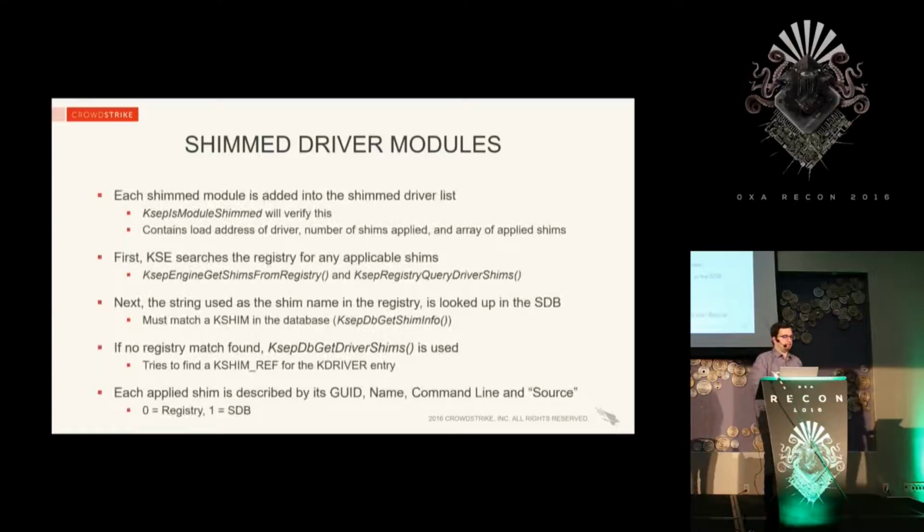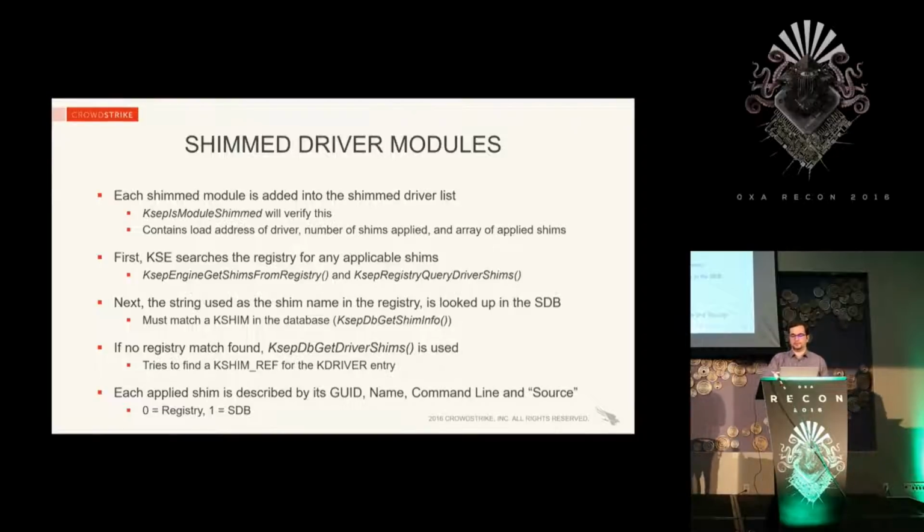At that point, whenever a module is now being shimmed, it gets added to the shimmed driver list, and there's a function called KsepIsModuleShimmed. And this is basically going to record the load address of every driver that's been shimmed, the number of shims that have been applied to this driver, and an array of all the shims that have been applied.